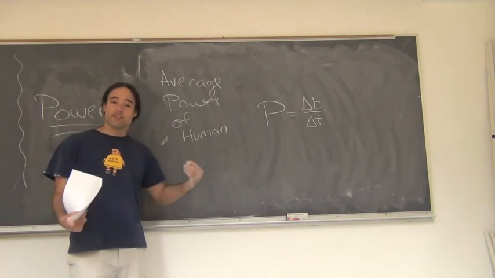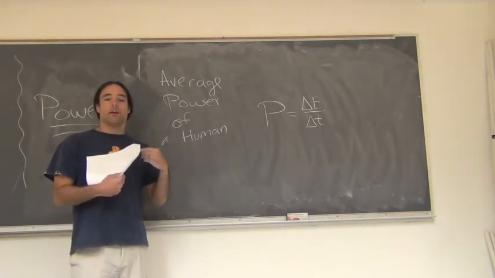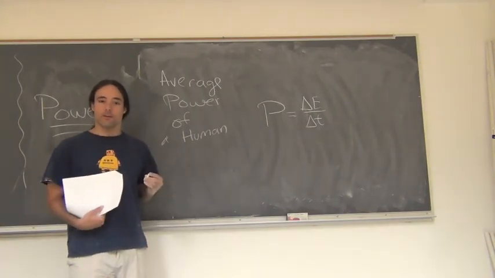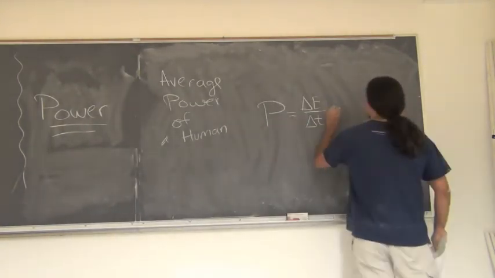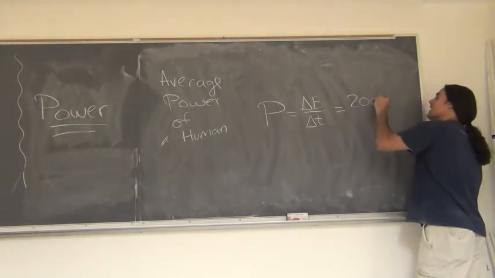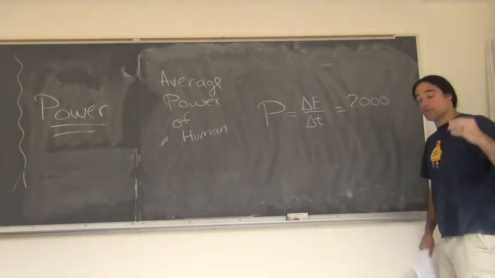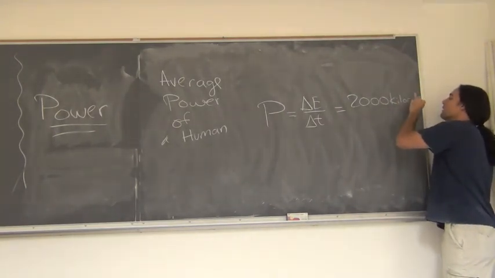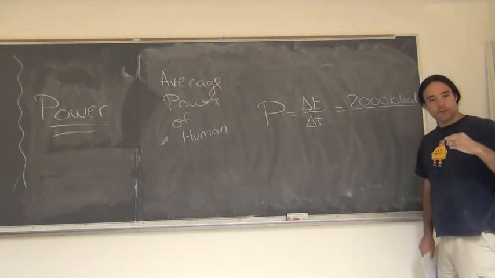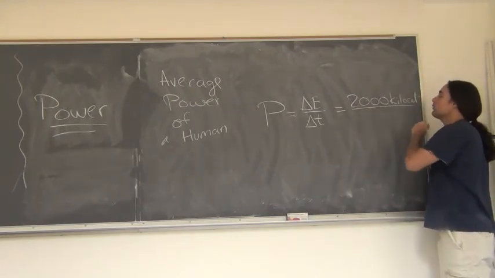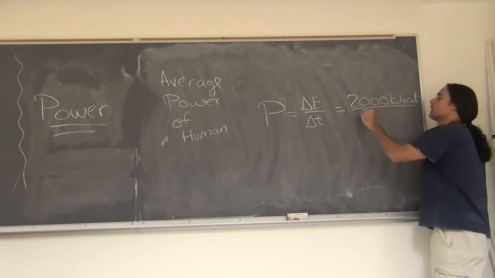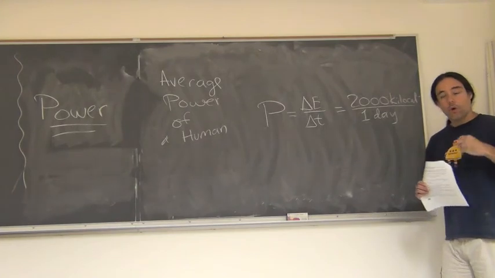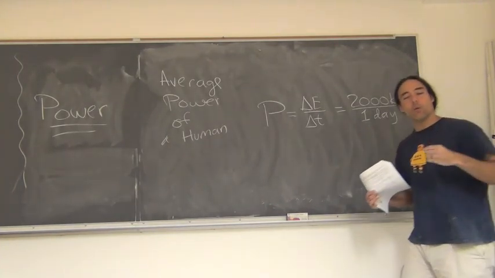How many calories does a typical person eat in a day? Well, it could be anywhere from 1,000 to 2,000, depending on who they are, their body type, how hungry they are. I'm going to say 2,000 calories a day. Now these are food calories, and remember that food calories are actually kilocalories in the chemistry or physics sense. So that's 2,000 kilocalories per day. So my time would be 1 day. So how many watts is that?